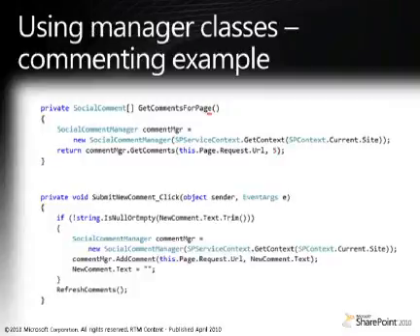This is an example of usage of the social commenting manager in a custom web part. There are two methods in the example. The first one is used to get the comments to be shown, and the other one is used when saving a new comment. In this example, we create the object instance in both of these methods for clarity purposes.